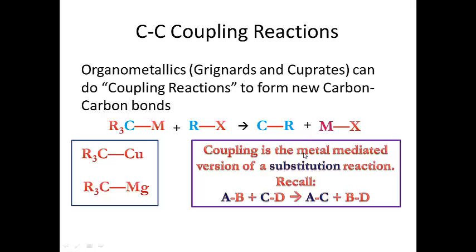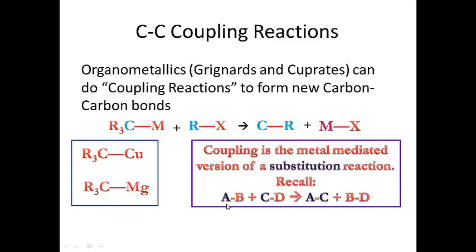Alright, so when you think about coupling, just use this simple method. You just look for CM and you look for RX, and those will be your coupling partners. RX will be your alkyl halide, CM will be your carbon-metal bond. And when you think about the coupling, it's just a substitution. It's the equivalent of a substitution. It's just metal mediated.